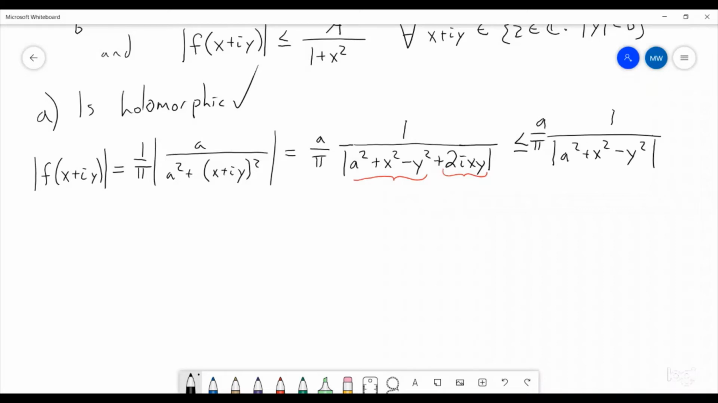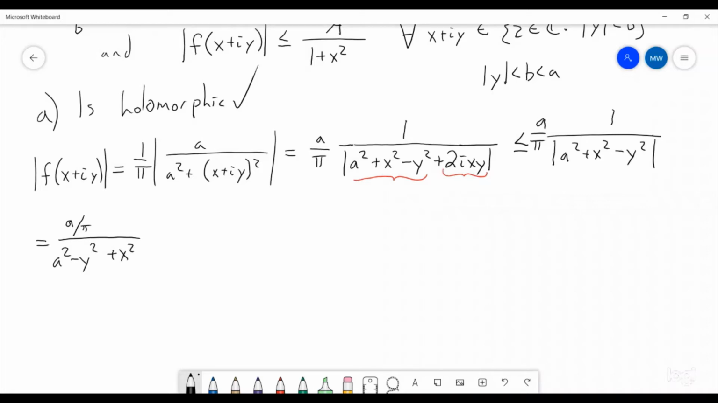Okay, so now what are we going to be doing? Well, notice that we know that the absolute value of y is less than b, which is less than a. So that means we know for a fact that a squared minus y squared is positive. So that means we actually don't even need the absolute values on the bottom. So that's equal to just a over pi divided by a squared minus y squared plus x squared.